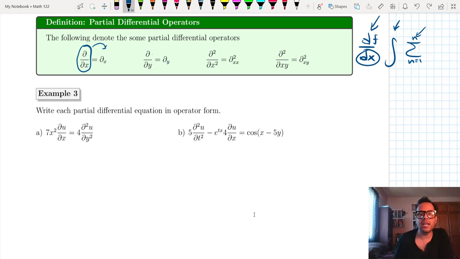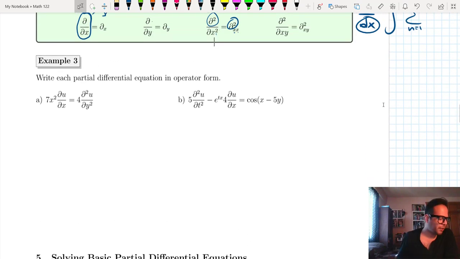And when we have the second partial derivative, keep it, and in the subscript just write, instead of x squared, two x's, and notice how this goes in order. Okay, so let's write partial differential equations in terms of operators. So first of all, I'm going to move everything to one side. By everything, I mean all the terms that have partial derivatives.